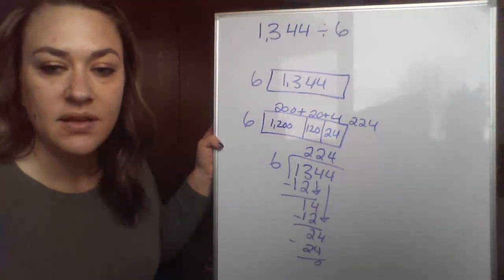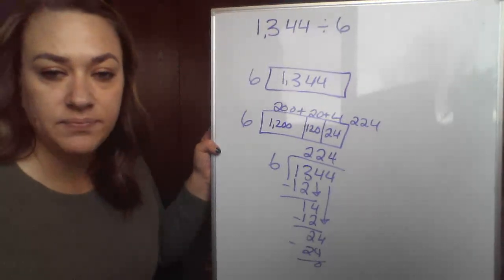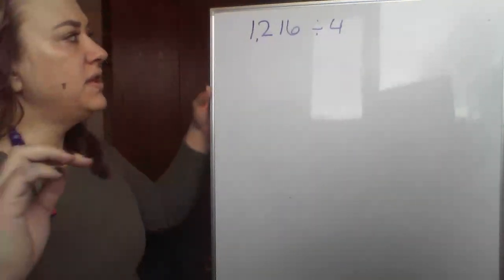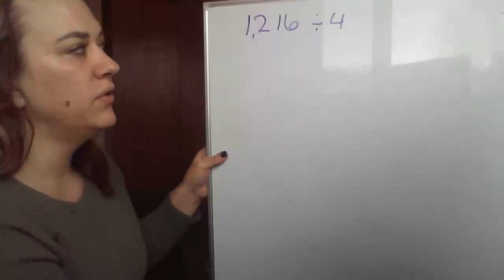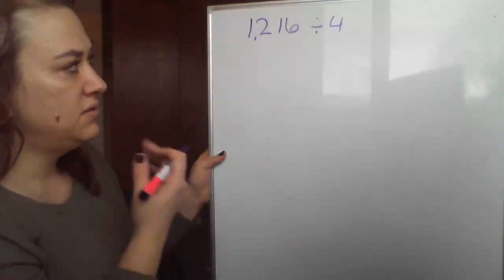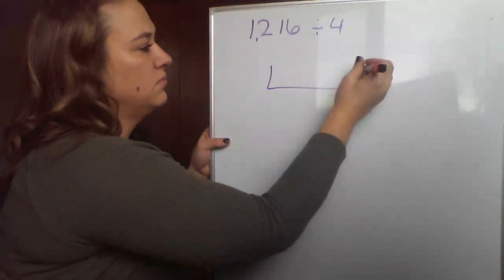Okay? All right, so we're going to do a couple more, but just long division. Okay? Well, one more probably. All right, here's 1,216 divided by 4. And I know I said long division, but because we're doing area model, we should still do it with this one too. So let's set this up with our area model.